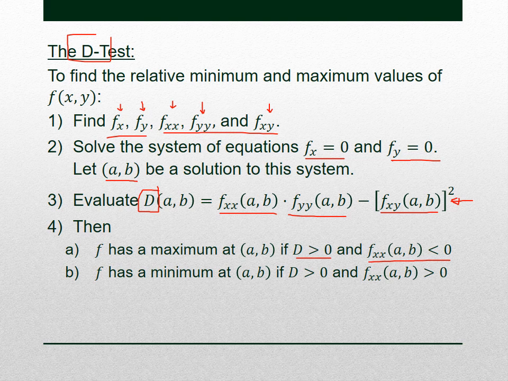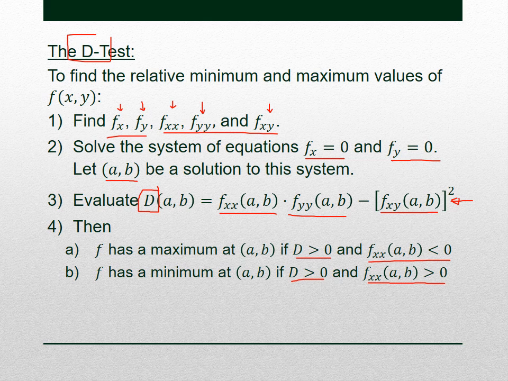It'd be a minimum if the d function was still a positive number, but this time f_xx was also positive, right? So the d function being positive tells you you do have a maximum or a minimum, and then you look at that second partial for x to tell you which one it is. If it's negative, it's a maximum, and if it's positive, it's a minimum. So that's similar to the concavity.